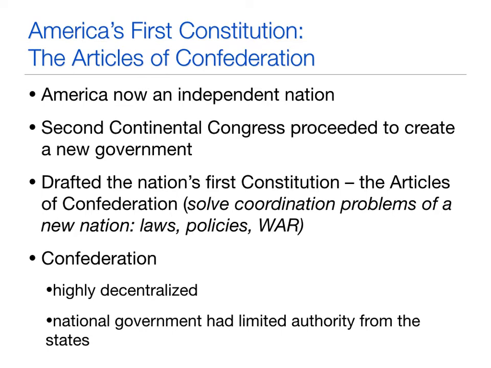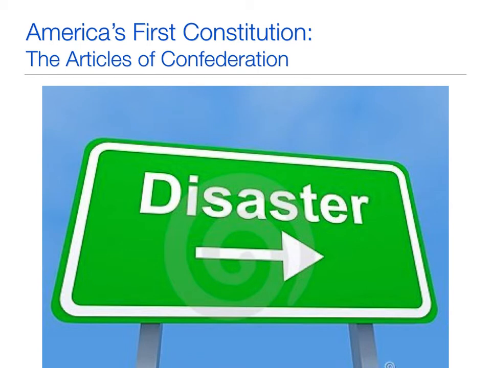Now, a couple of details about the Articles are really important going forward, especially with respect to understanding the Constitution. The Confederation is a highly decentralized system of government. There's a national government that had limited authority that derived from the states. So basically the Confederation is a loose confederation of states where sovereignty lay with the states. And as a preview of how this is going to work, the Articles of Confederation were definitely a disaster. Probably the most ineffective system of government in American history, and one that almost had us continuing under the auspices of the Crown.